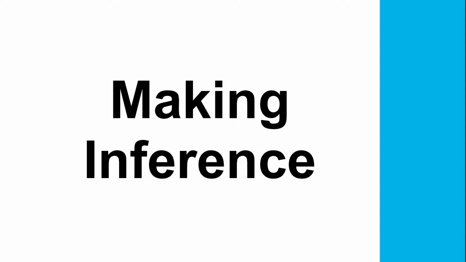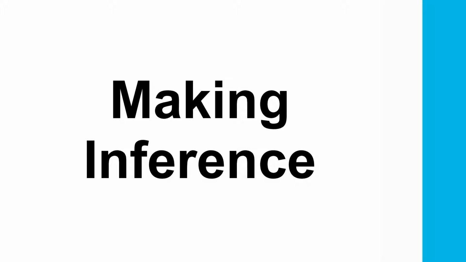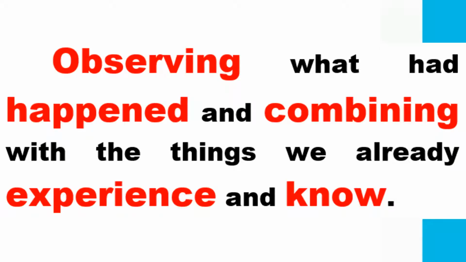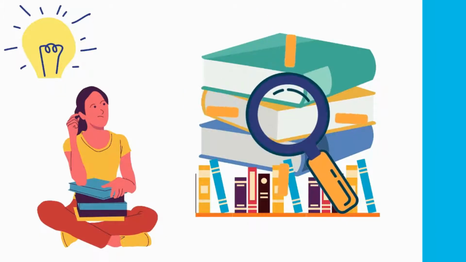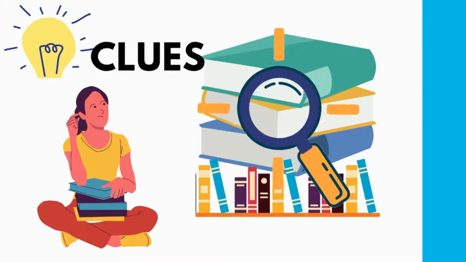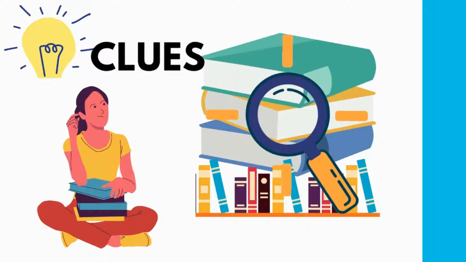That is making inference. Making inference in reading a text is observing what had happened, combining it with the things we already experience and know. Basically, making inference in reading is looking into the clues within the sentence to arrive at a decision or reason towards the question.